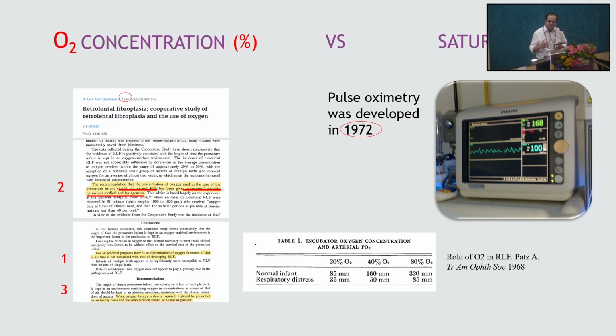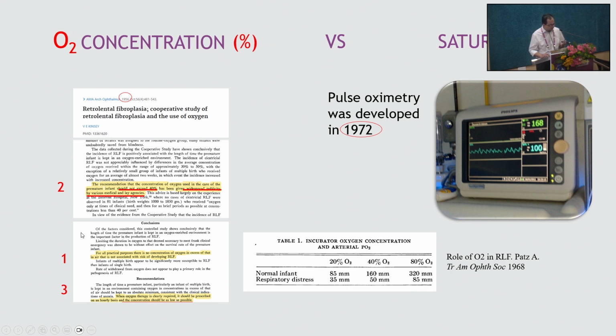So how come the first epidemic ended and why has it come back? There's a simple reason for that. This is a landmark article way back in 1956 by Kinsey, which showed that retroretinal fibroplasia and oxygen use is toxic for the retina. And that time, let me tell you, there was no saturation. Oxygen saturation came way later, in 1972. So that time there was only the oxygen concentration.